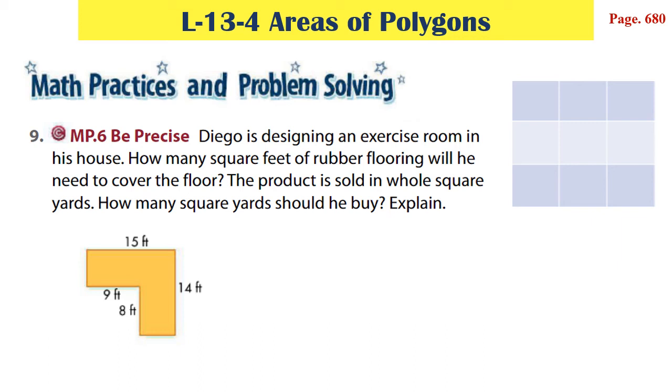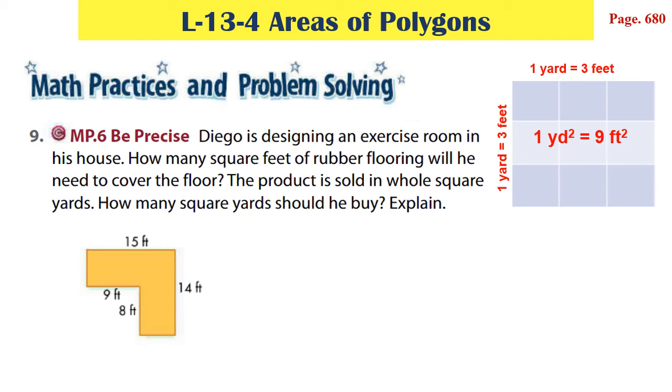Okay students, now let's try some problem-solving questions. Please turn to page number 680 of your textbook now. Okay. Our first problem-solving question is number 9. Diego is designing an exercise room in his house. How many square feet of rubber flooring will he need to cover the floor? The product is sold in whole square yards. How many square yards should he buy? Explain.